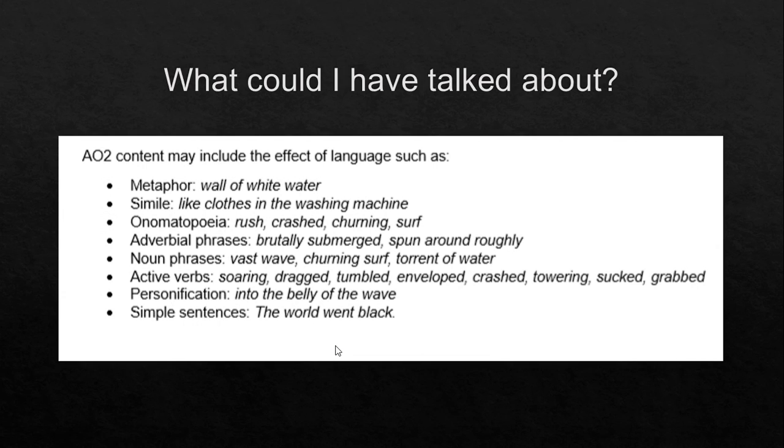So what could you have talked about? There was all sorts in there. There was a metaphor, that wall of white water. But at the same time, that is alliteration because we have that w sound repeated. The simile, the light clothes in the washing machine, is one that a lot of people picked out. And this one further down, the belly of the wave, was a great start. A lot of people started off really well with this one, but they didn't necessarily do the this makes me think, feel, imagine section of their paragraphs in enough detail to pick up as many marks as they potentially could have.